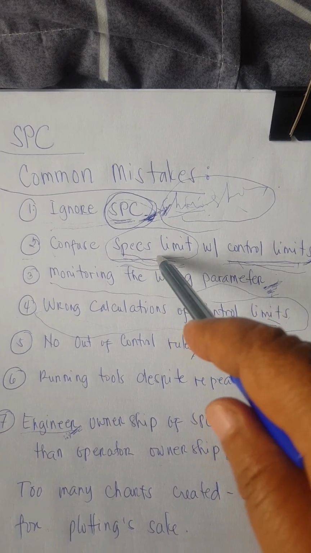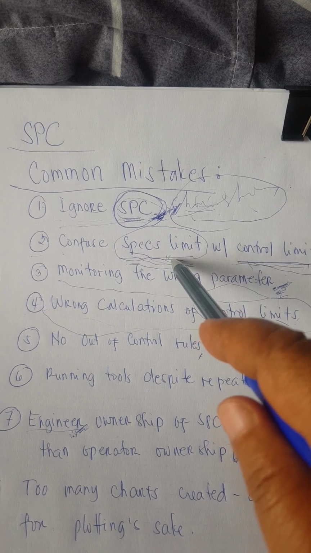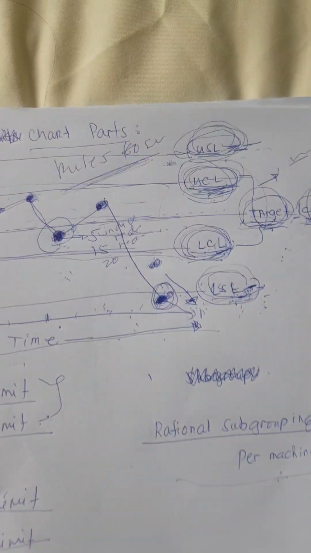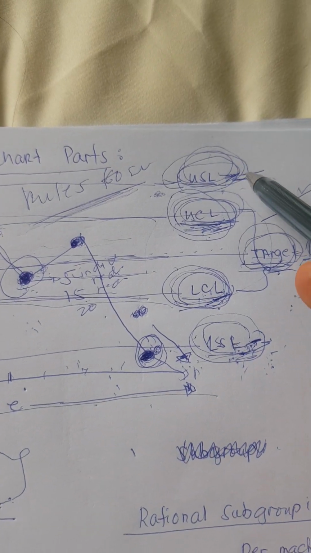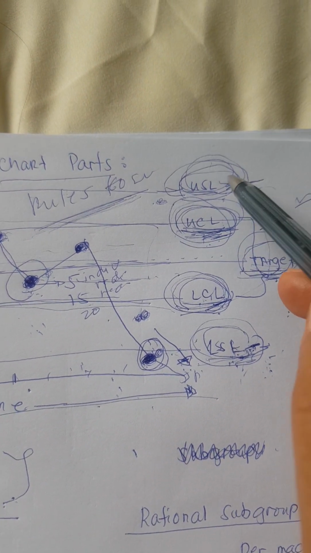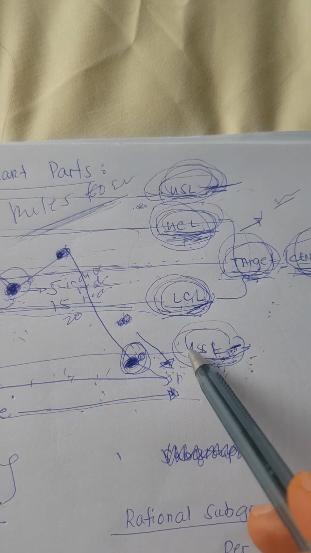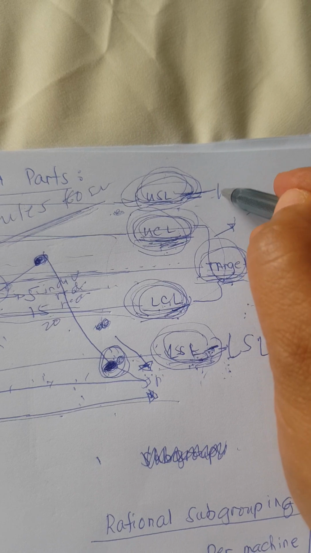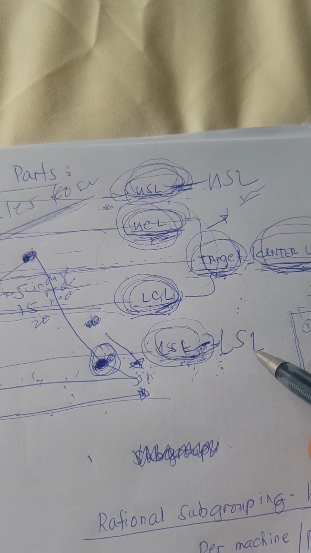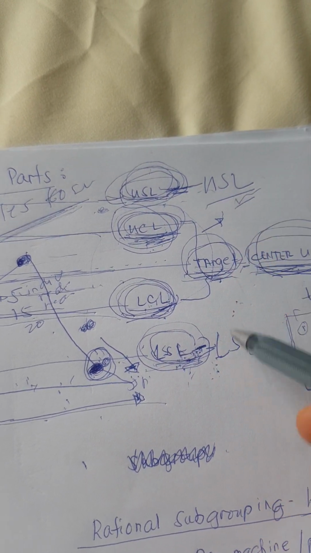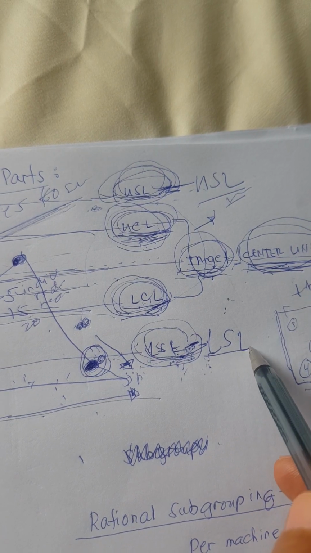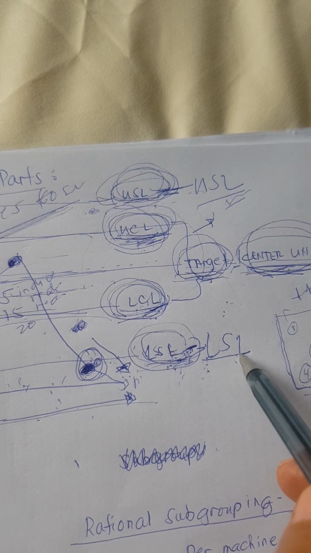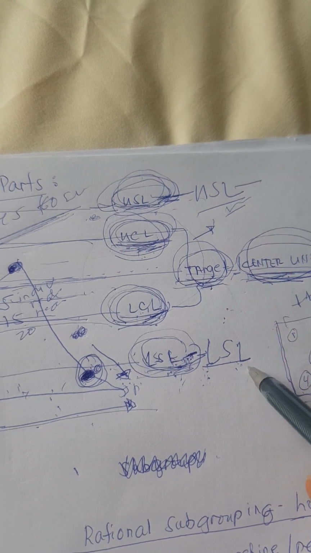Take note, guys. There are two limits that we can see in the control chart. Here it is: the USL, which means the upper spec limit, and the lower spec limit. These limits are given by the customer. This can never be changed, okay? These are the customer requirements.